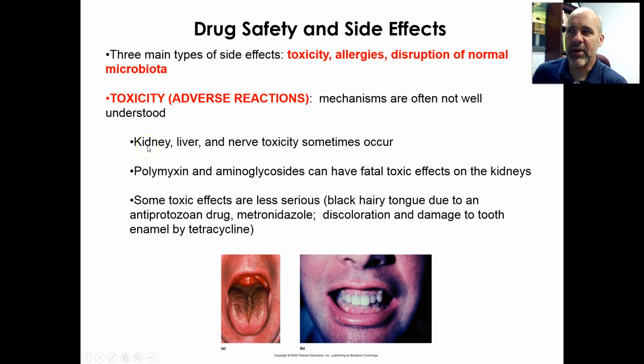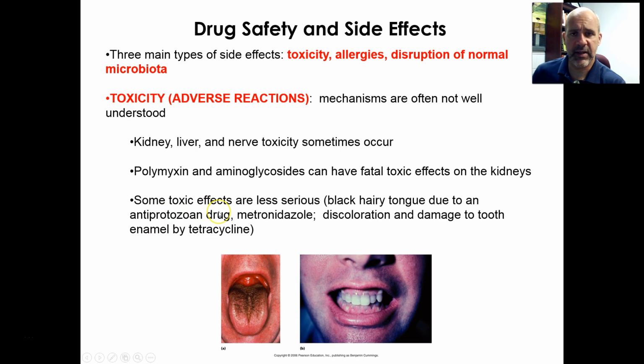Parts of the body that are very sensitive to some types of drugs are the kidneys and the liver. Those are filtration organs, so it's not so much of a surprise that drugs tend to concentrate there and have toxic effects there. And then your nervous tissue can also wind up being sensitive to some types of drugs as well.